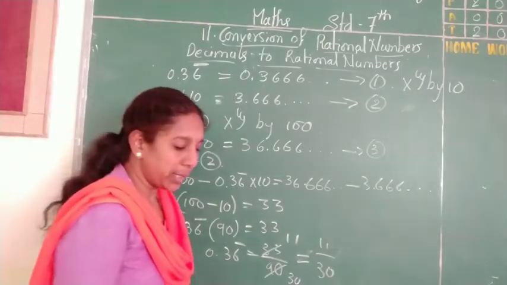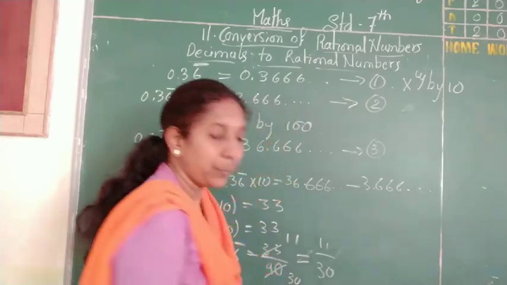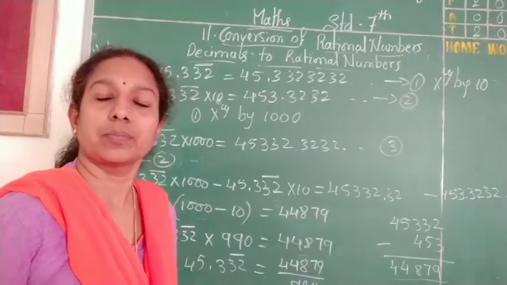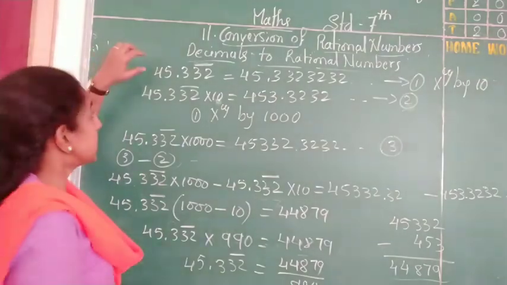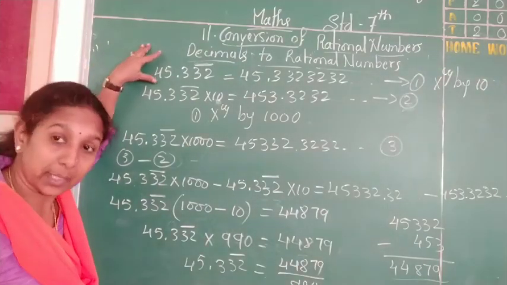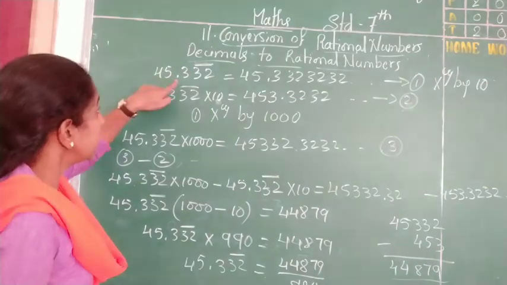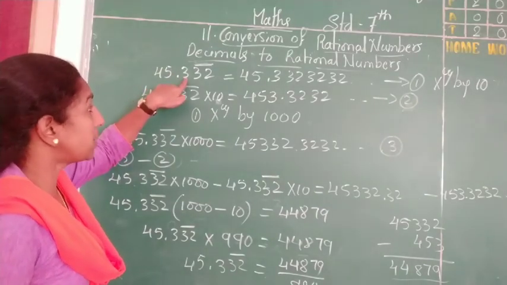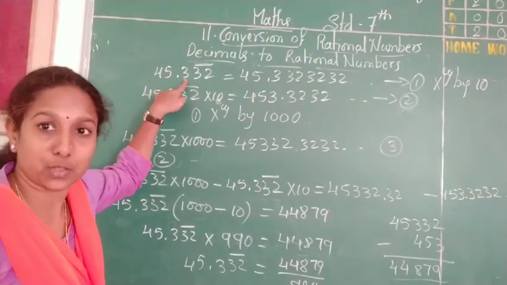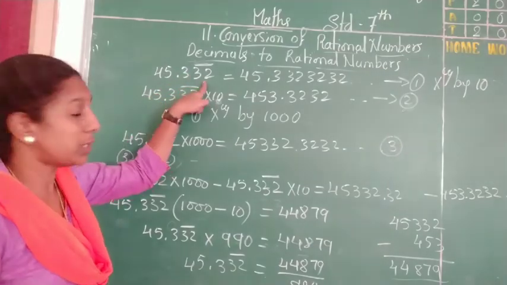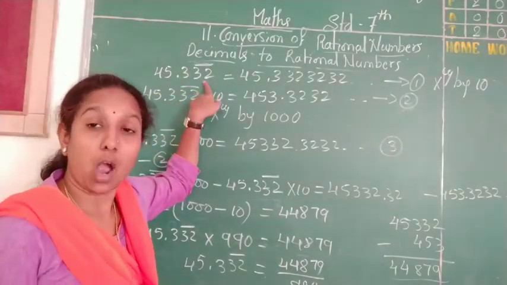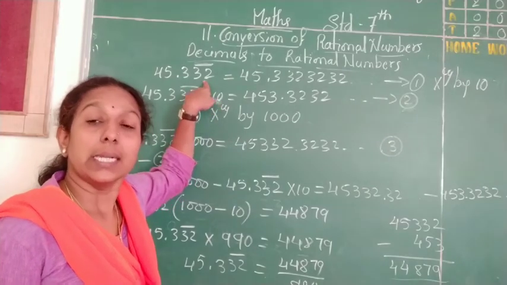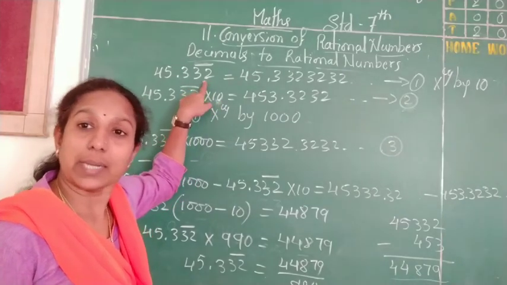Okay, now let us take one more example. Okay children, let us take this example here. You can see there is a whole number part and then a decimal point. After the decimal, one number is not repeating, and the remaining 2 digits are repeating. In such a situation, how do we convert this decimal number to a rational number?